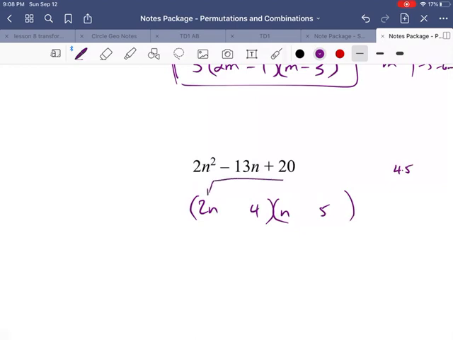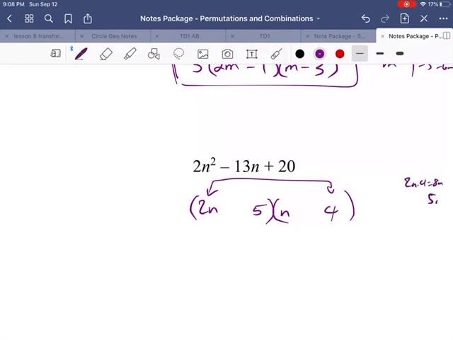And if you look at your outer product, 2n times 5 gives me 10n, and my inner product gives me 4n. Well, there's no way I'm getting negative 13 using 10 and 4. So we have to go, you could switch your 5 and your 4. So 2n times 4 is your outer product.